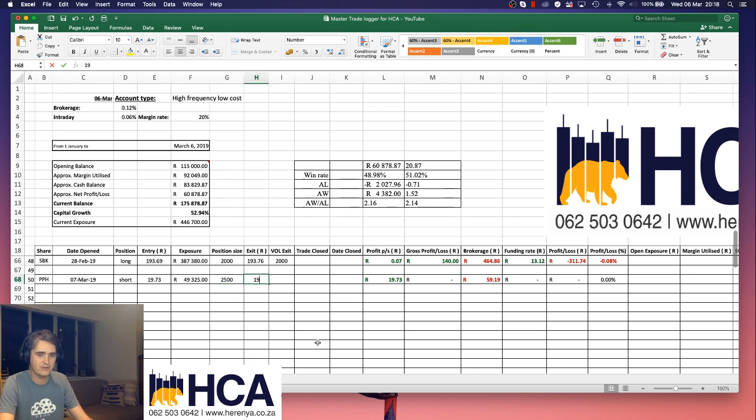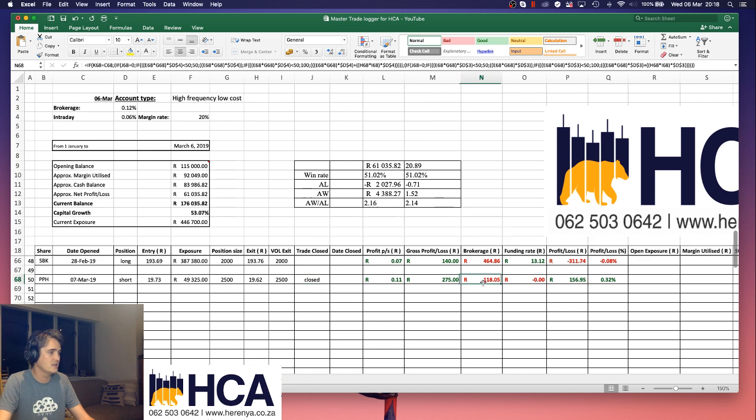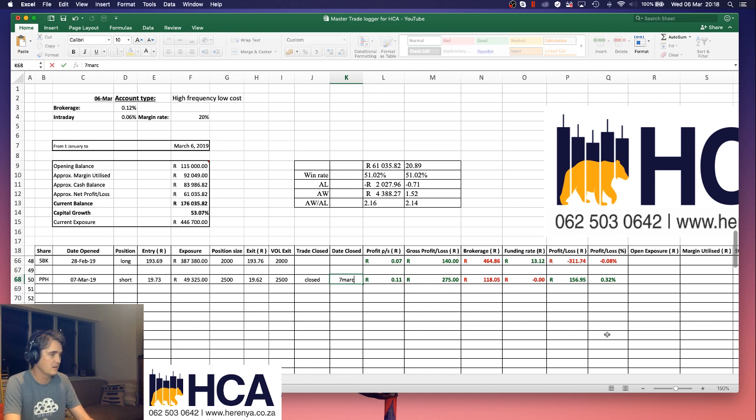Then if we cover this trade at 15.62, for example, and we buy all 2,500 back, and we say yes, the trade is closed, you can see here that it calculates our brokerage for us. If we close the trade on the same day, the brokerage is really low. If we close the trade on a different day, let's say the 3rd of June 2019, then the brokerage is a bit different. So the brokerage will be minimum.